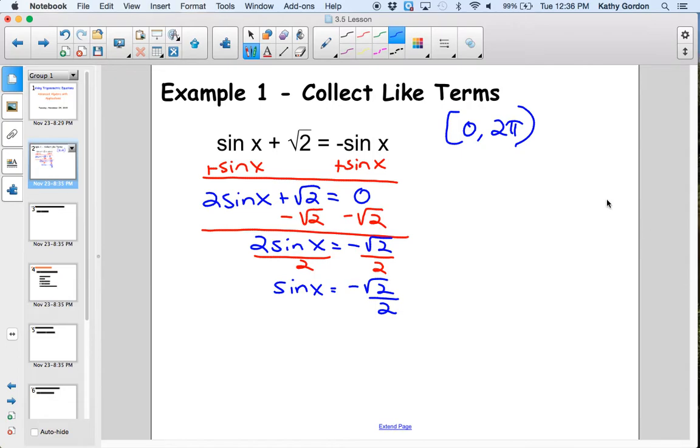So when you see this, when you're asked to solve an equation and they give you this interval, what that basically says is, on one rotation around the unit circle, what would be your solutions? We don't have to worry about lots of rotations and all of the possible solutions. We just want to know on one rotation around, what would your solutions be? Okay, and that's what all of our problems are going to be asking you for.